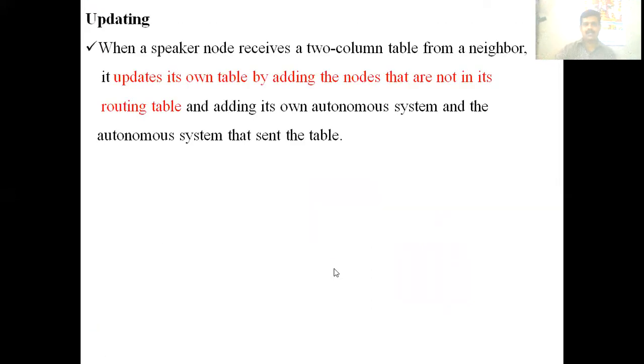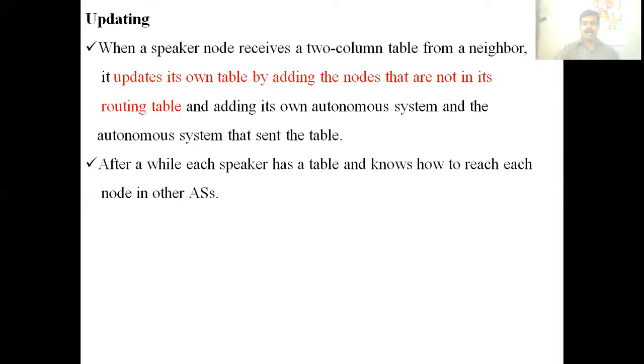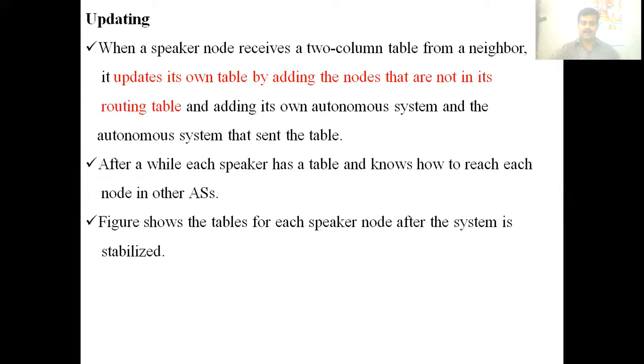Next one is updating. When a speaker node receives a two-column table from a neighbor, it updates its own table by adding the nodes that are not in its routing table, and adding its own autonomous system and the autonomous system that sent the table. After a while, a speaker has a table and knows how to reach each node in other autonomous systems.